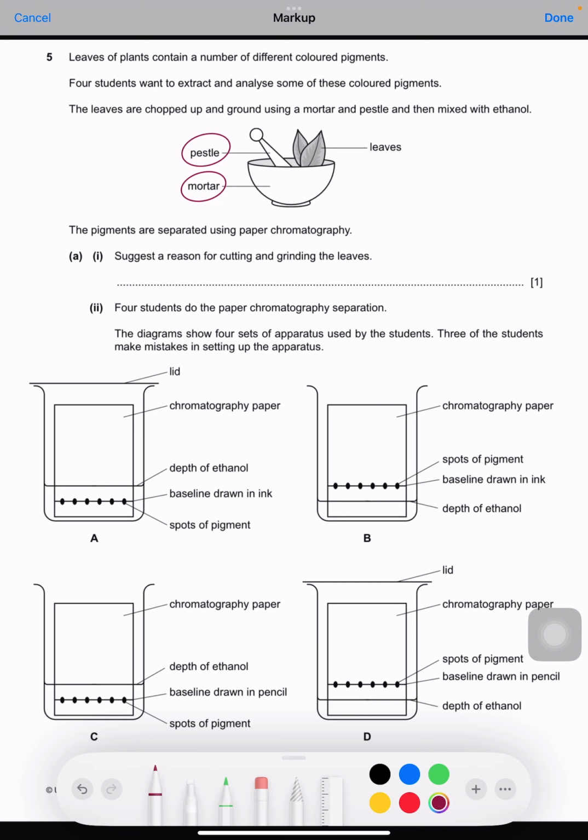Done. Suggest a reason for cutting and grinding the leaves. For chopping the leaves, what is the reason behind that? So that the pigments can be taken out of the leaves properly. Any answer related to that is fine, but be very aware that our target is to take the pigments out of the leaves.